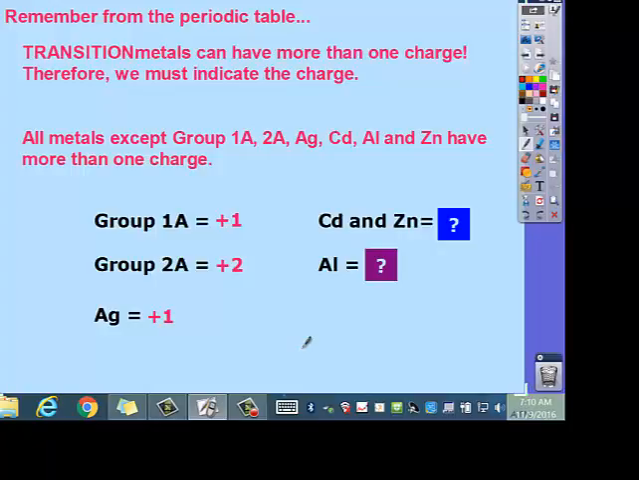Cadmium and zinc. Now find those, number 30 and number 48. Those are transition metals, but they will always have a +2 charge. And the last one, aluminum, you should know what aluminum is. That's a +3. Aluminum and boron, that whole row is +3.